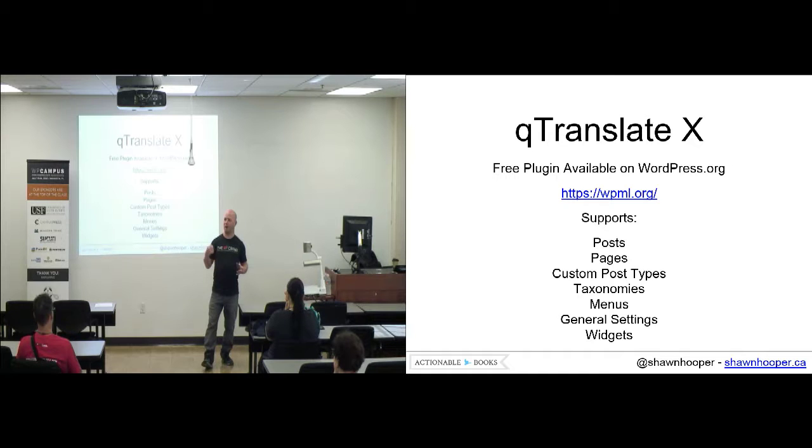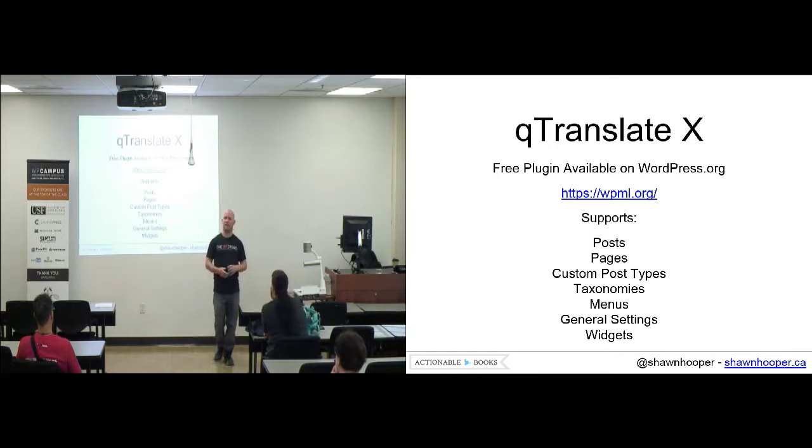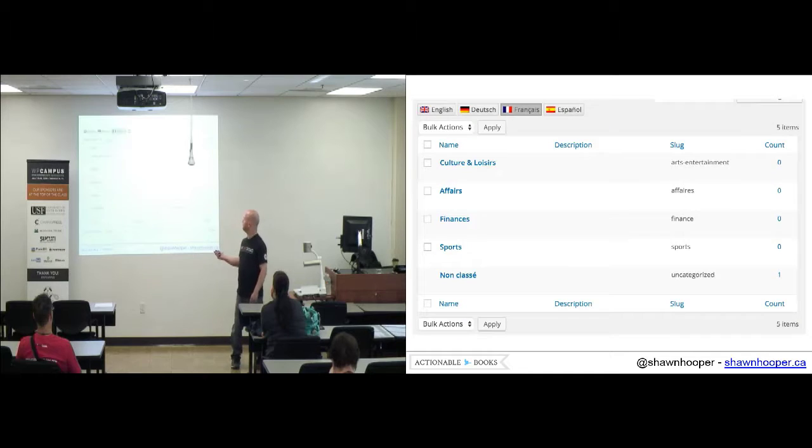So when I talk about using QTranslate X, I'll get people saying, oh, but I heard that wasn't a good one to use anymore. This is a new updated version that is being maintained and has a lot of features that the original QTranslate did not. It supports translation of posts, pages, custom post types, taxonomies, menus, general settings, and your widgets. And it gives you an interface that looks like this. So, as in WPML, they're using flags along the top to identify different languages.